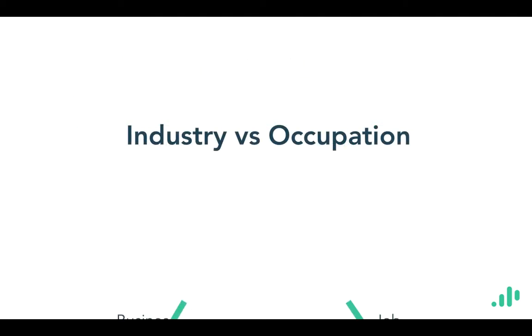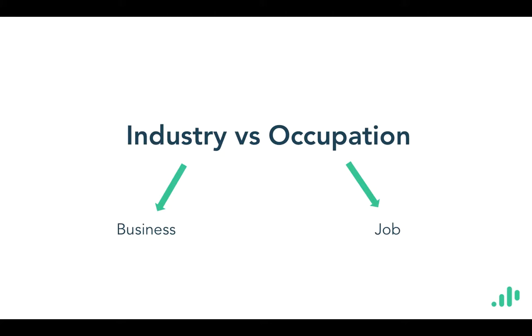Now in Analyst, we've split off industries and occupations and set these up separately with separate reports. It's really important to understand the differences between these two and which ones you're going to want to look at when you go into Analyst and start asking the system these questions. Now, industries look at businesses and occupations look at jobs.